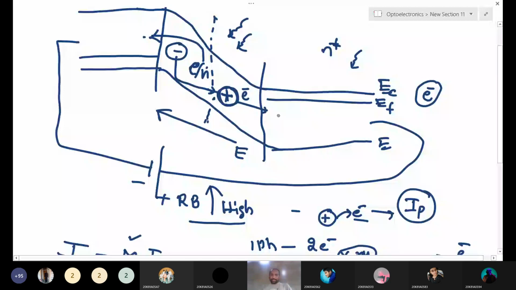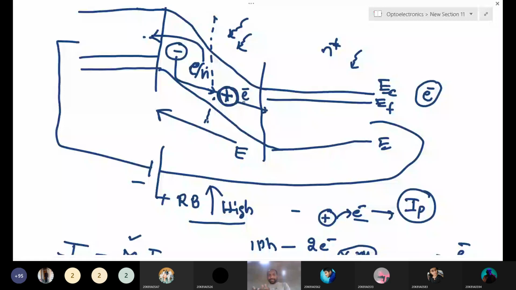While electrons are going this way, they make collisions with donor atoms or ionized donor atoms. In this collision, the electron ejects one more electron. This electron we call a secondary electron. This collision process we call impact ionization.